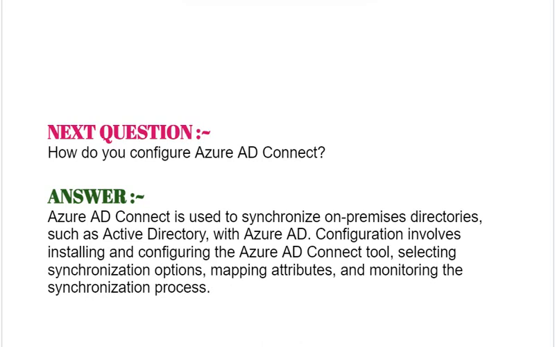Our next interview question is: how do you configure Azure AD Connect? Your answer should be: Azure AD Connect is used to synchronize on-premises directories such as Active Directory with Azure AD. Configuration involves installing and configuring the Azure AD Connect tool, selecting synchronization options, mapping attributes, and monitoring the synchronization process.